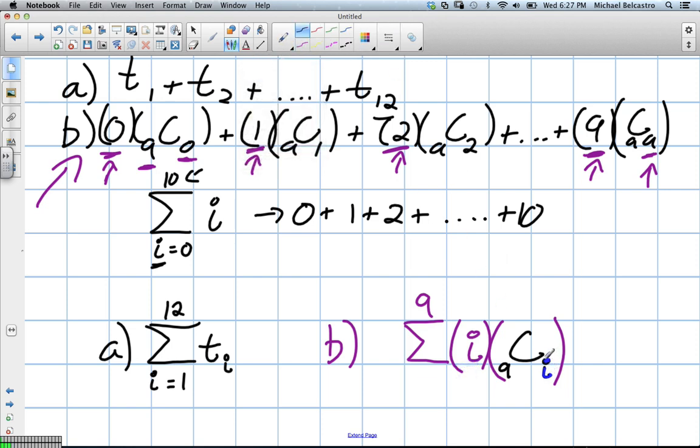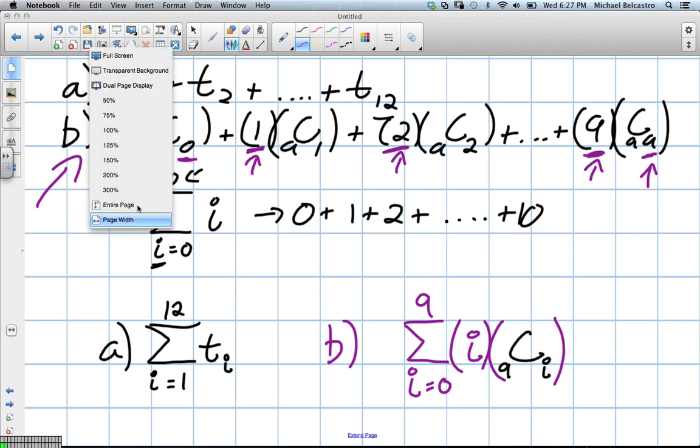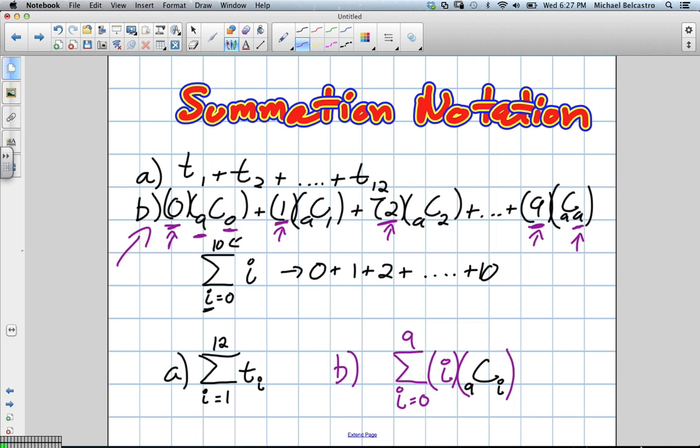Okay. And we know that our starting value for I is what? 0. So when I is equal to 0, we're going to sum up all the terms from 0 to 9. And our equation is I multiplied by the combination 9, or 9 combination I. So it's going to change as we go through it. Okay? Does that kind of make sense? Yeah. Okay, so let's try a couple of the other questions there.